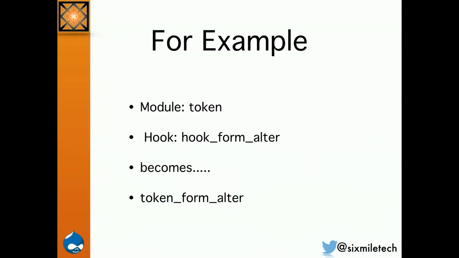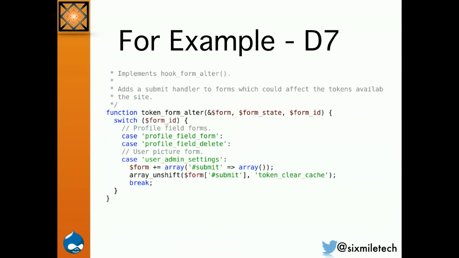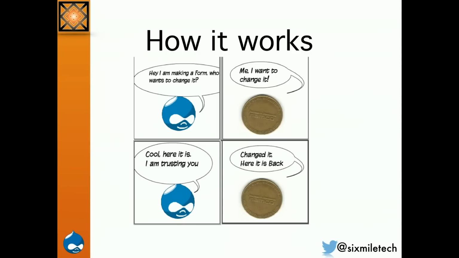So how this looks is we have a module called token, we have a hook called hook_form_alter, and this becomes token_form_alter. So this is the Drupal 7 example. I haven't actually looked at Drupal 8 to see if this hook is still there, but there would be hooks like this. And basically this is the token module saying, if we're on a particular form ID, or in this case one of 3, I would like to change it. So how readable is that?